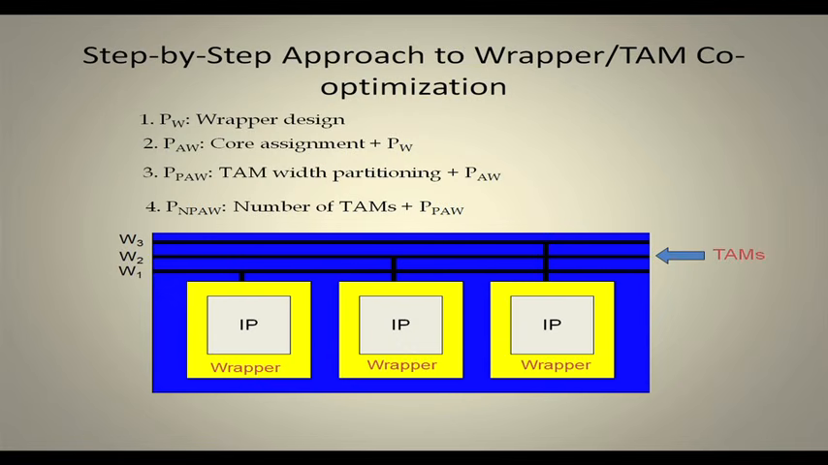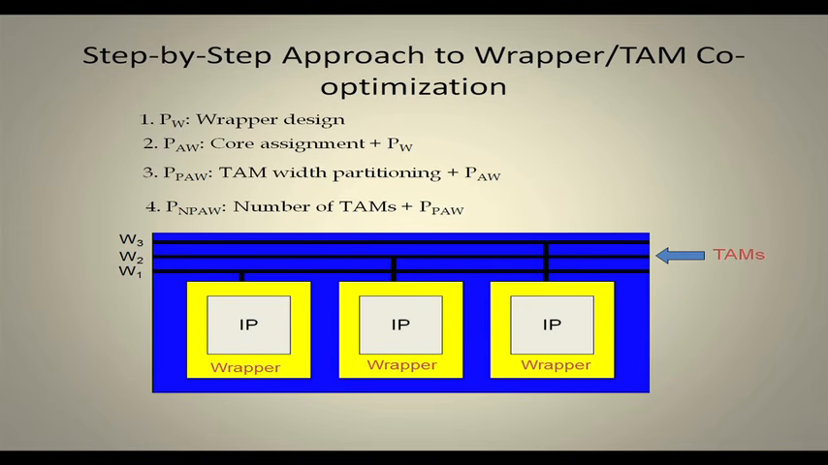We have to find a good TAM distribution, so that these cores get TAM lines such that their wrappers will not require prohibitively high test time after the wrapper design. At the same time, the TAM width should not be so high for a few cores that for other cores we do not have enough TAM width left. So this is actually the problem. We have to look into this wrapper design and this TAM partitioning together. There are some works in this direction.